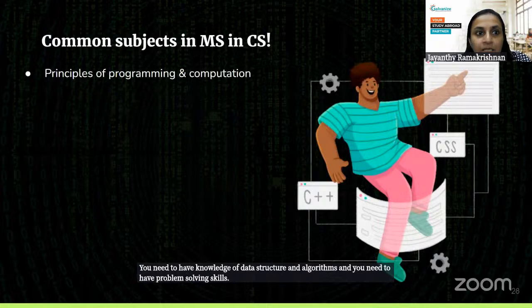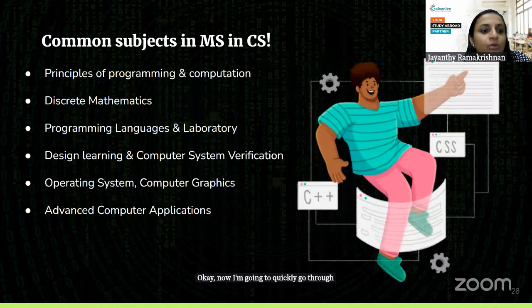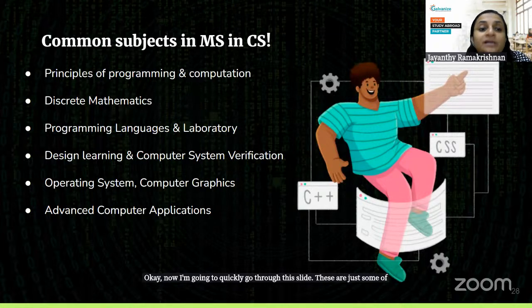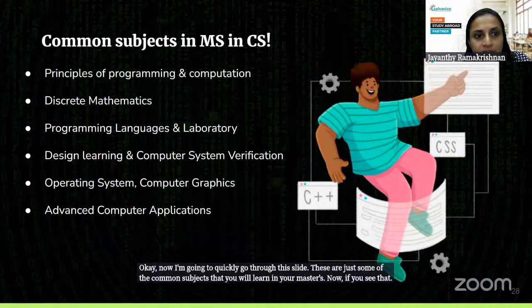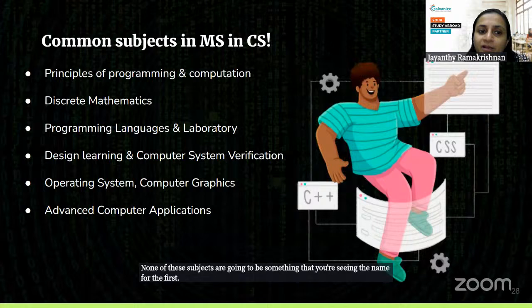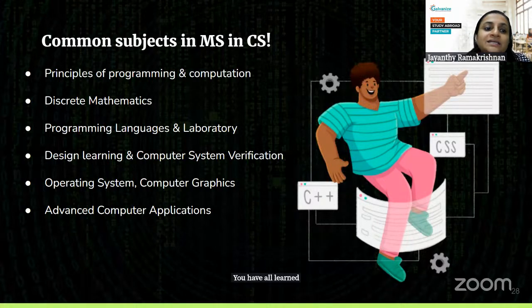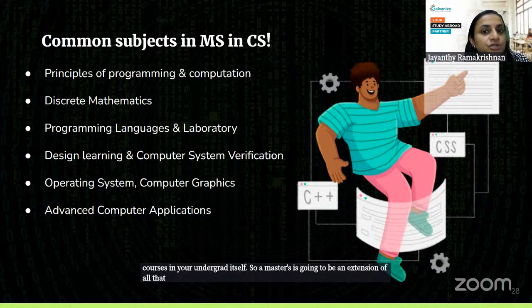Okay. Now I'm going to quickly go through this slide. These are just some of the common subjects that you will learn in your master's. None of these subjects are going to be something that you're seeing the name of for the first time. You have all learned some of these parts, or at least done the basics of these courses, in your undergrad itself. So a master's is going to be an extension of all that, but a more rigorous, more specialized extension. It's not going to be easier, but it's going to be an extension.